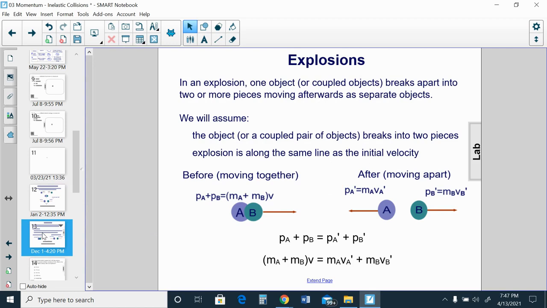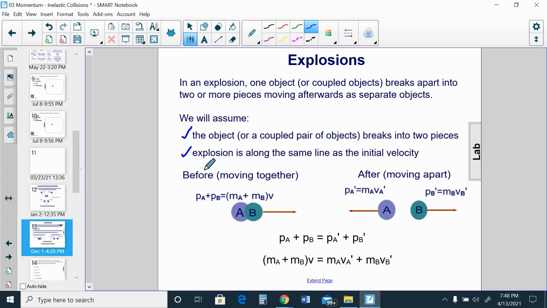Now, in an explosion, one object or coupled objects break apart into two or more pieces, moving afterwards as separate objects. So in this case, we will assume that the object or a coupled pair of objects breaks into two pieces. That's one thing that we're going to assume here. And then the explosion is along the same line as the initial velocity, so it's going to be along the same axis. So it's traveling horizontally, and then the explosion itself will take place. Each object will be moving horizontally apart from each other as well.